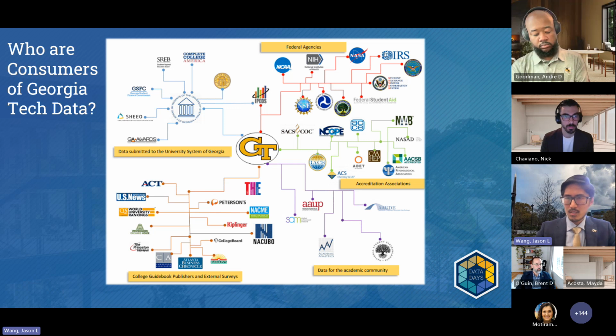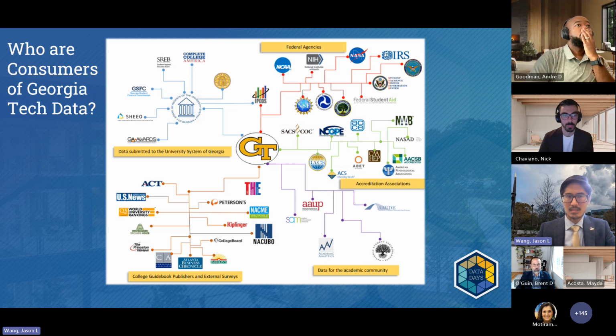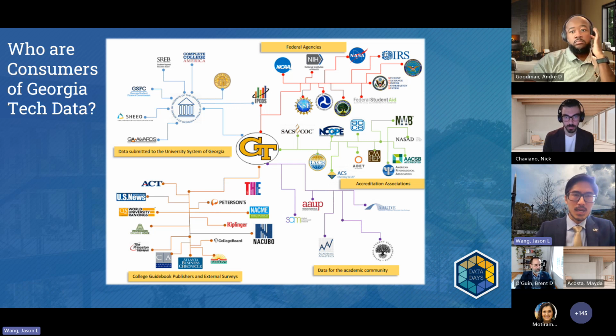I also wanted to let everyone know that there are lots of consumers of Georgia Tech data, and IRP is involved with a lot of these organizations, whether it's working with the USG to collect Georgia Tech data, or working with various academic community organizations. We also submit data to the various guidebook publishers and rankings organizations, and then, of course, to the federal agencies. The biggest piece there is IPEDS, if you are familiar with that.